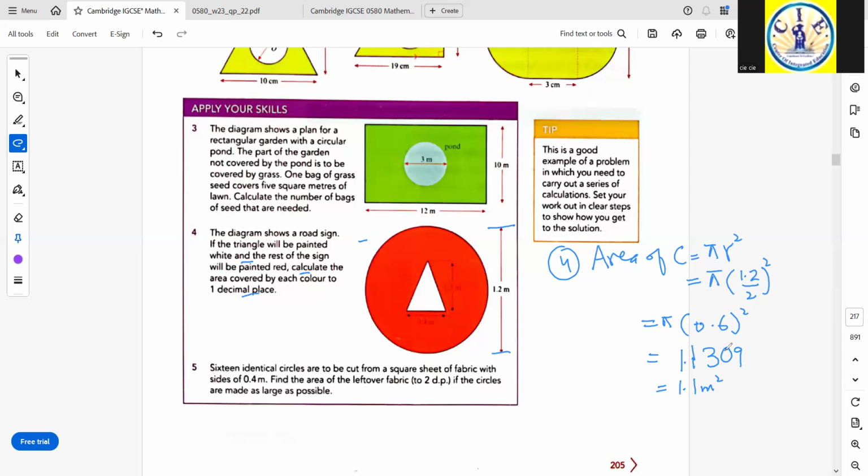Okay, then we need to now calculate the area of the triangle, that is given by the formula half times base times height, which is 1.2. The base is 0.4 and the height of the triangle is 0.5. So this will be 0.2 times 0.5, which is 0.1. So this white portion has an area of 0.1 meter squares.